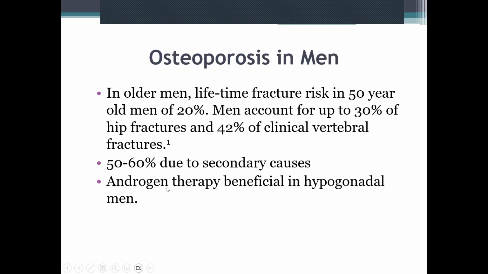We do have to screen them for hypogonadism. And if they do have hypogonadism, then androgen therapy may be beneficial. However, if they have had a fragility fracture before and they have established osteoporosis, and especially if they are older, then we may not be able to depend on androgen therapy alone, which may not be sufficient. They may need both androgen therapy as well as anti-resorptive therapy.